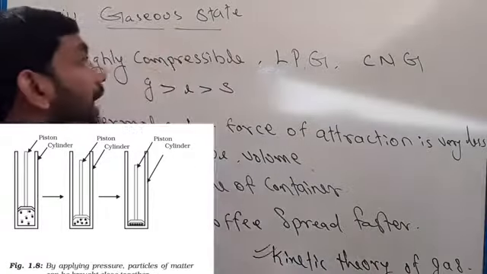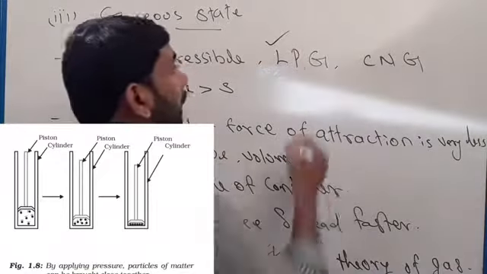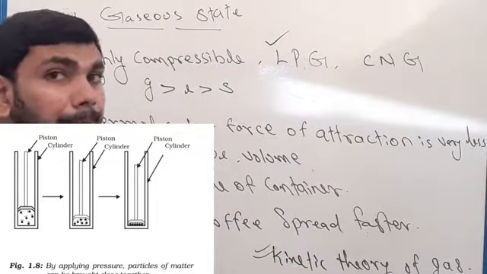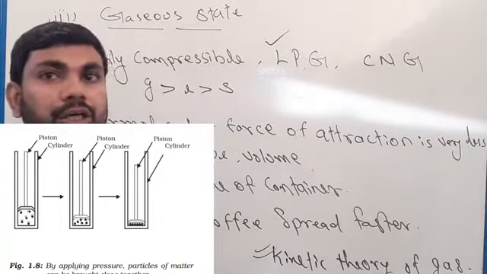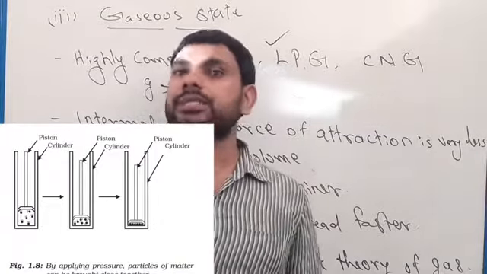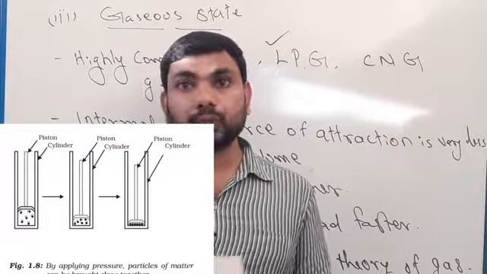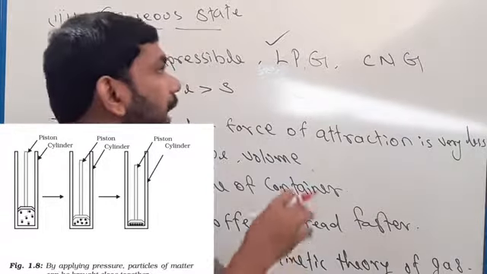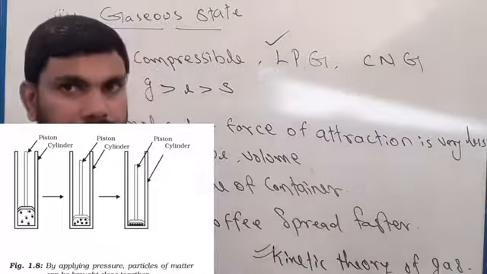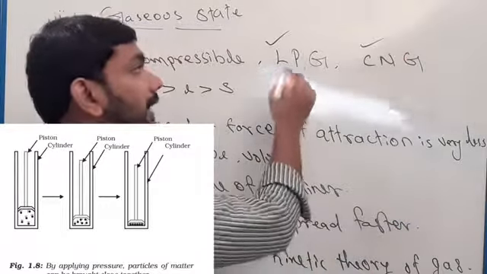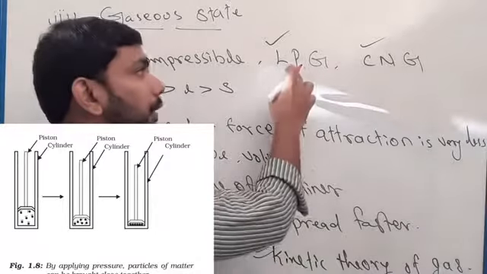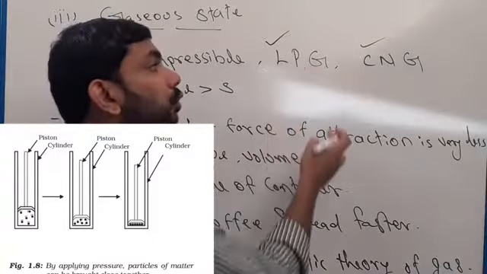Okay, so this is LPG, liquefied petroleum gas. When you apply very high pressure at very low temperature, gas will change to liquid state. So petroleum gas will change to liquid state, that is LPG, liquefied petroleum gas. And also you know natural gas. This gas is obtained from crude oil, petroleum, that's why it is liquefied petroleum gas.